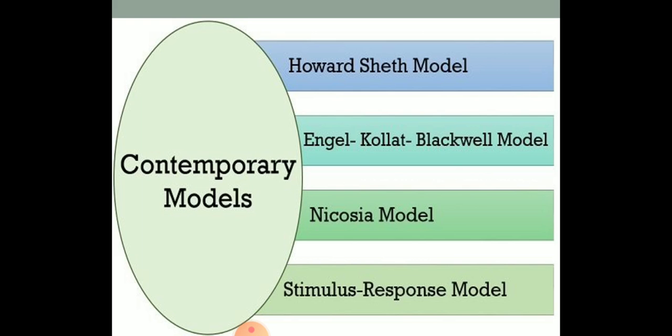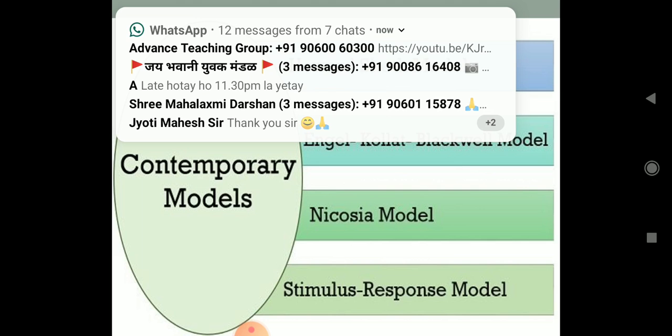contemporary models of buying behavior. Then the second model under contemporary is the Engel Kollat Blackwell model. Here, the Engel Kollat Blackwell model was given in the year 1978. This model is constructed to solve the problems faced in understanding the consumer's behavior.